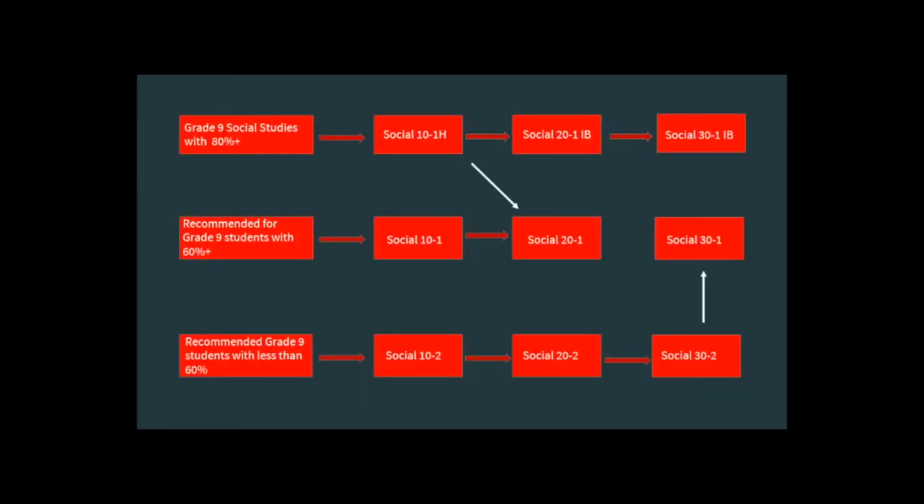As far as the flow chart is concerned, we've mentioned that already, but very much what the honors programming does is it takes us from 10-1H to 20-1 IB to 30-1 history IB, which is an 8-credit course at the grade 12 level. So for a student to go into 20-1 IB, it's necessary for them to take the 10-1H program. For students that are interested in a solid academic program, they take the 10-1 and embark upon the 10-1, 20-1, 30-1 path. And for students that begin at the 10-2 level, they are then locked into the -2 track until grade 12, and then upon successful completion of the 30-2 program, they can then take 30-1.